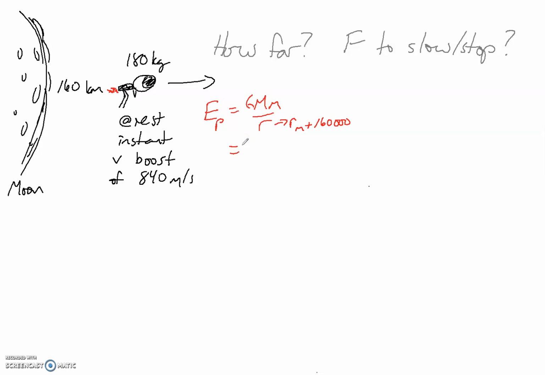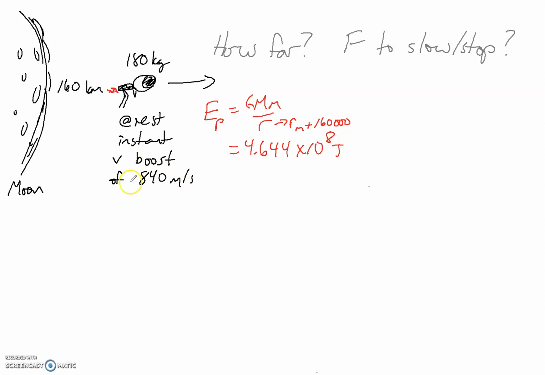Okay, so I put those in there. I'm going to get about 4.644 times 10 to the 8 joules. So that's how much potential energy he has at the beginning.